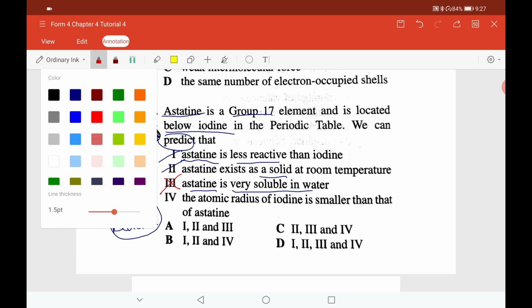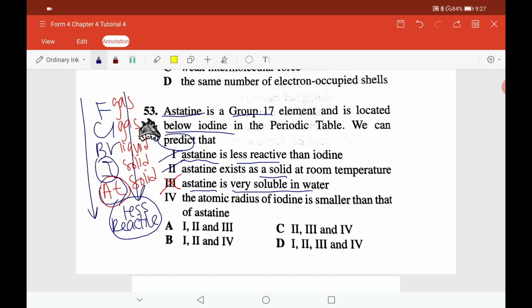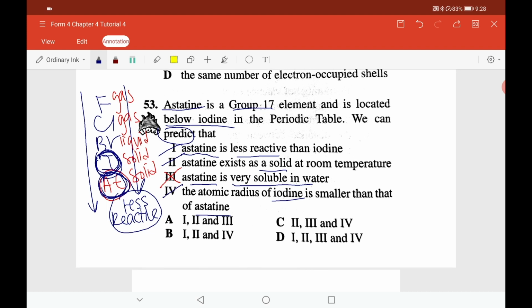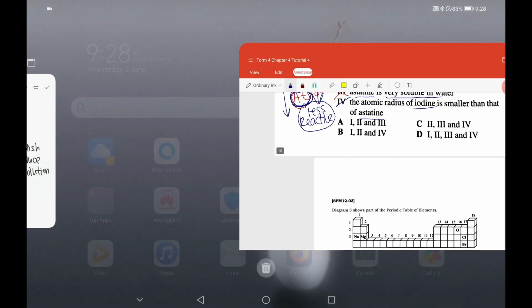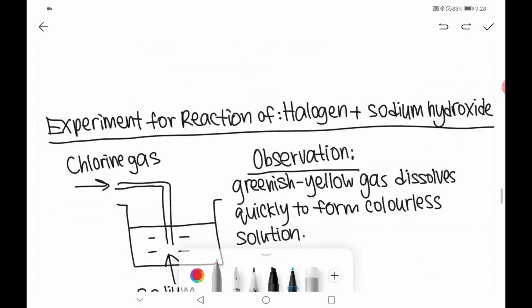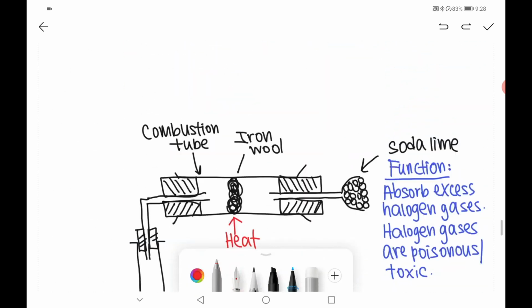Answer number 4, the atomic size of iodine is smaller than astatine. This is correct because we know iodine is here, astatine is here. Going down the group, the size will become larger and larger. So astatine should be larger than iodine. In other words, iodine is smaller than astatine. So it's correct. We know iodine has fewer shells because iodine is here. So when we have iodine, this is iodine.